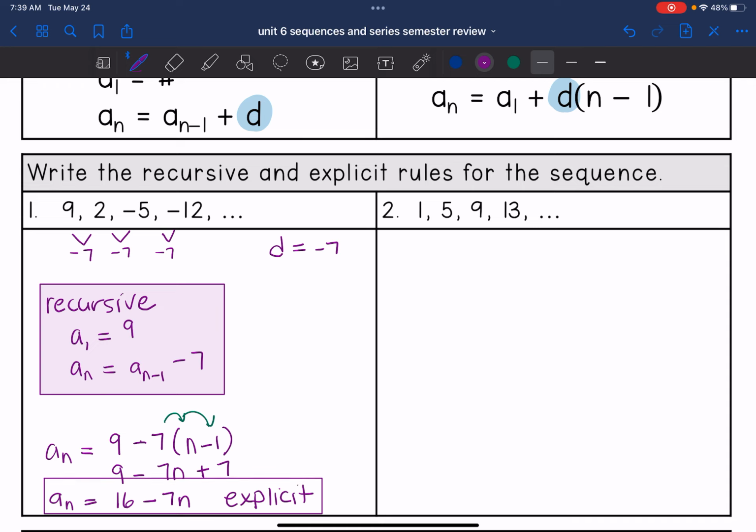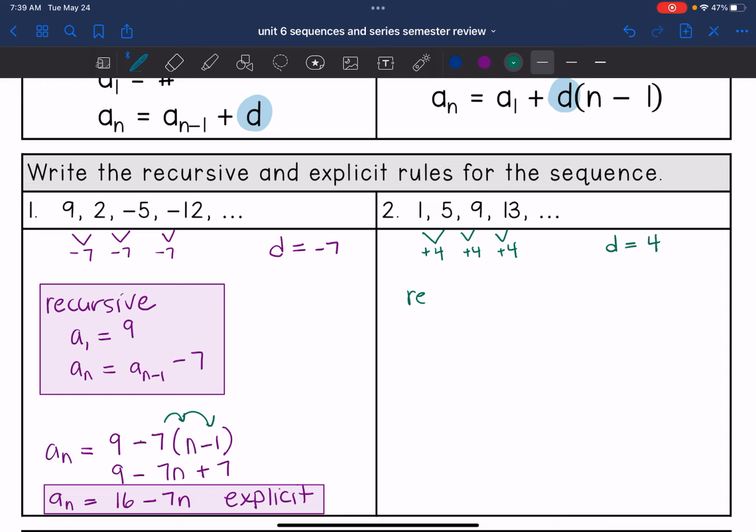Okay, so let's do another example, the one right next to it. So from 1 to 5, it's getting bigger, so they're definitely adding. Looks like 4. 5 plus 4 gives me 9. 9 plus 4 gives me 13. So our common difference here is +4.